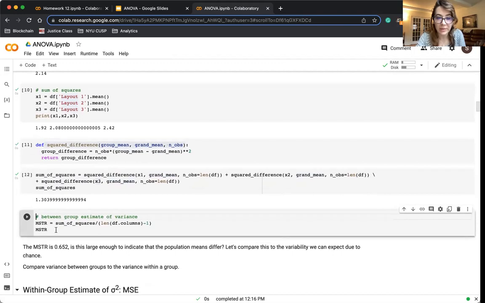And then lastly, we divide the sum of squares by the degrees of freedom, which would be the number of columns we have minus 1. So how many categories are we taking? I'm using the data frame itself to define these things, but you could also just look at it, interpret it, and understand, hey, we're comparing 3 different layouts. So we would just take 3 minus 1 to get the degrees of freedom.